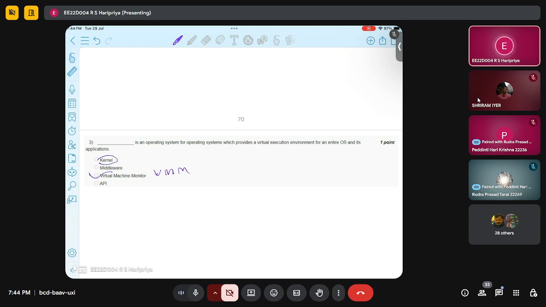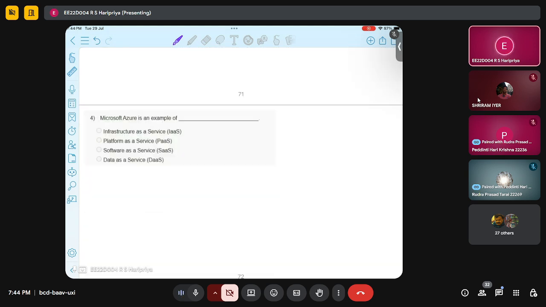So what is the kernel? Kernel is the core part of the OS that manages system resources. And next is the middleware, that is a software that connects different applications or services. So it is not in the OS virtualization. API, we have seen, application programming interface, a set of tools and definitions that allow system software to communicate, and not related to the OS virtualization. The correct answer is hypervisors.